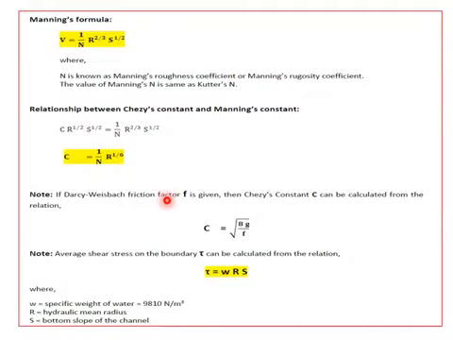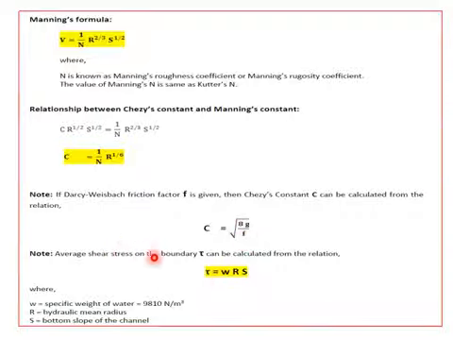Sometimes if the Darcy-Weisbach friction factor is given, then you are able to calculate C, which is given by root of 8g by f, where g is acceleration due to gravity, and f is the coefficient of friction. That will enable you to calculate C, and then you take this C and use it in the Chezy equation to calculate velocity. So it is root of 8g by f.